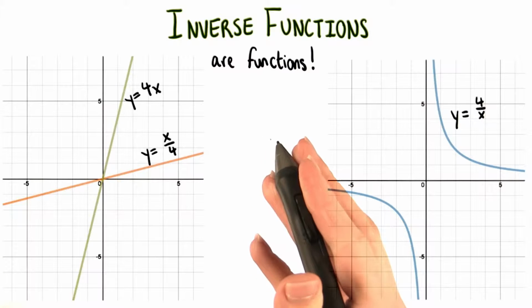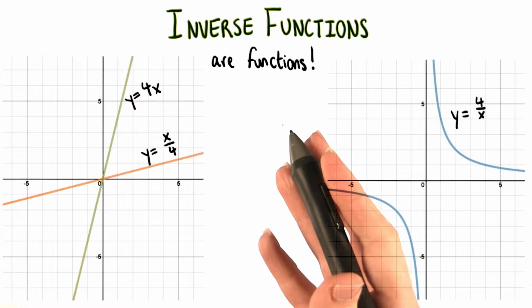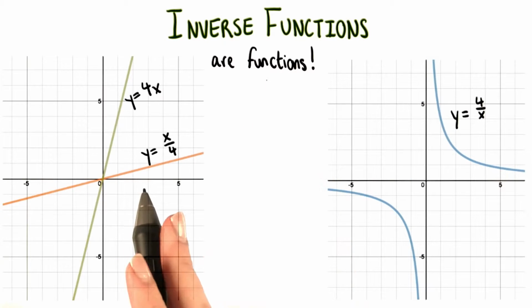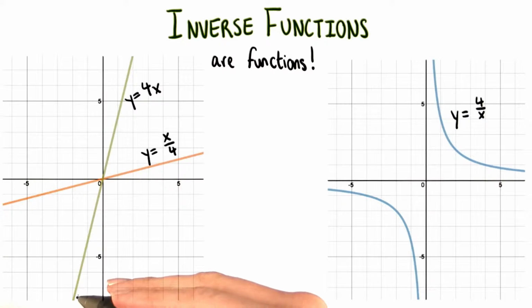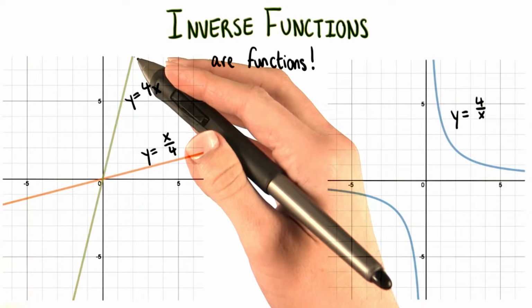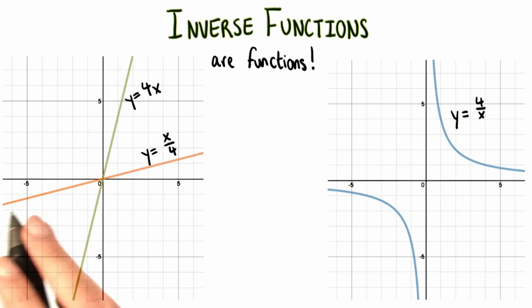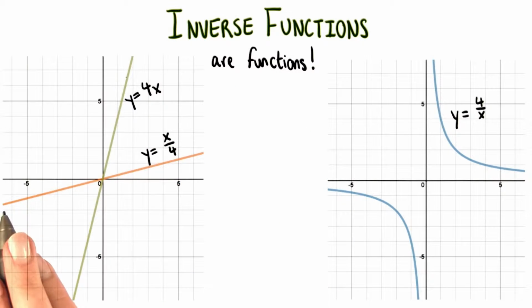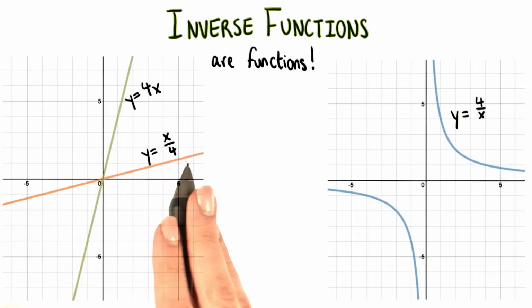One important feature of inverse functions that we haven't really talked about is the fact that they are, well, functions. Here, for example, are the functions we were working with in the last quiz. We started out with the equation y equals 4x and found that its inverse is y equals x over 4. Of course, the original equation is a function, but we can tell that its inverse is too. It passes the vertical line test.